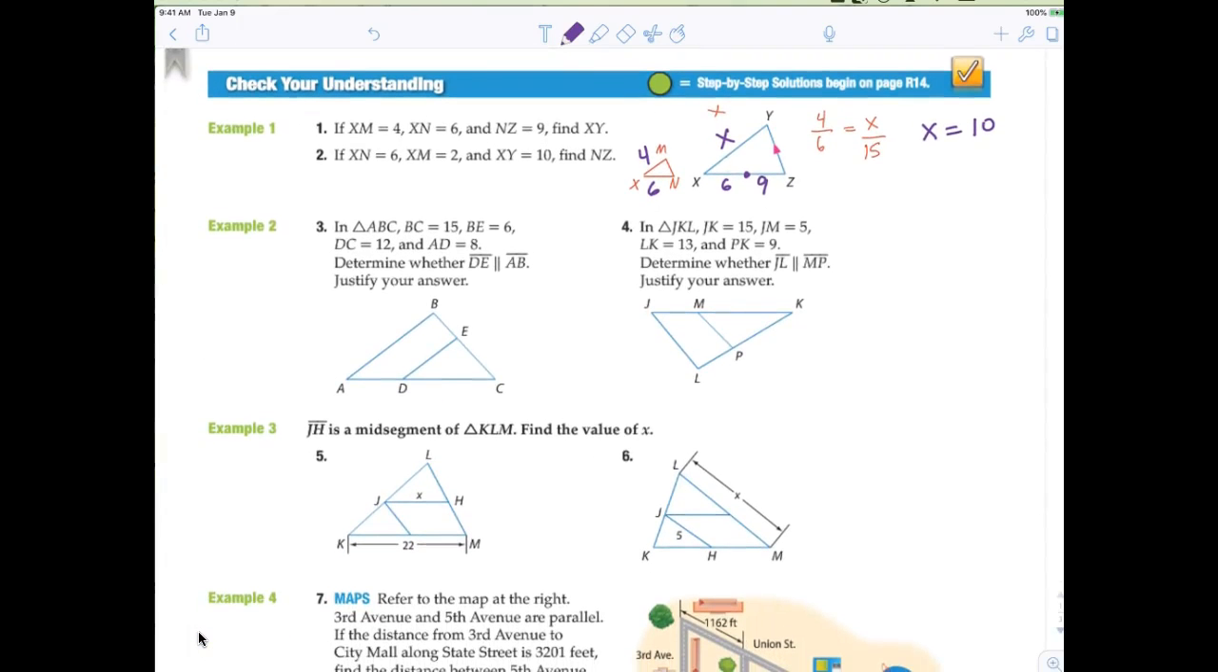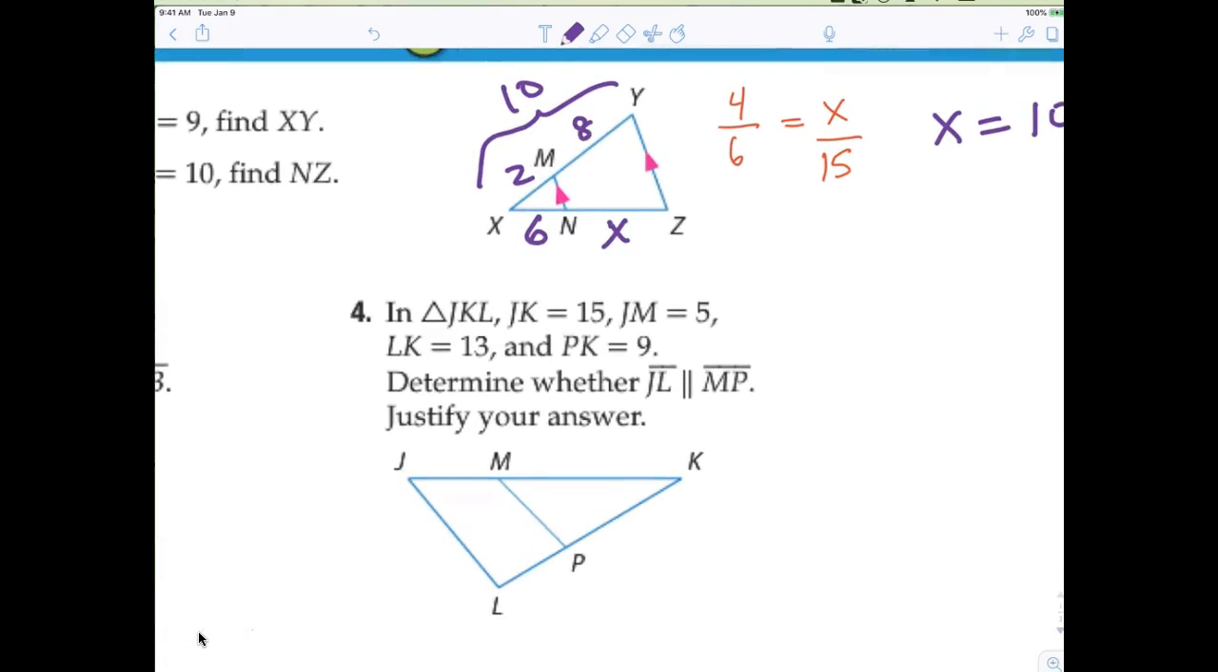All right, number 2. Here we go. So now let's set up for question number 2. On question number 2, XN is 6, and then XM is 2, and XY is 10. Find NZ. So this is what we're interested in now. To me, the best way is to do MY. MY is how much? MY is 8. Everybody okay with that?